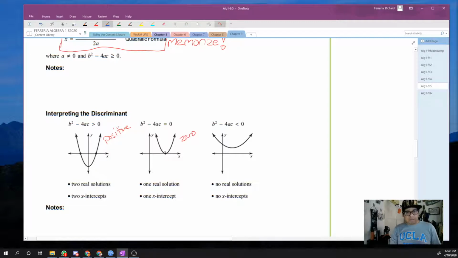A 0 discriminant means that you have precisely 1 solution, 1 x-intercept. And that's what happens when the vertex is right on the x-axis. And if you take a look at that third one, that's the most fascinating one of them all from a certain point of view. In that one, the parabola doesn't even touch the x-axis, so there are no solutions. So this is what a graph of a quadratic equation looks like when you have a negative discriminant. It doesn't touch the x-axis. It's either entirely floating above the x-axis or floating below the x-axis.